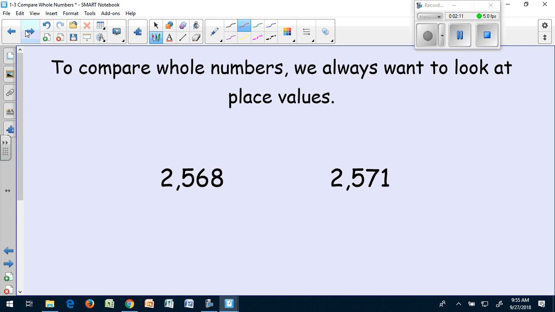I have the number 2,568 and the number 2,571. Now, if I look at the highest place, it's the thousands. But I have a 2 in both of those places. So that's not going to help me see which number is bigger. I'm going to move on to my hundreds place. And I notice I have a 5 in both hundreds places. So that place is not going to help me see which number is bigger. Now I'm going to move on to the tens place.